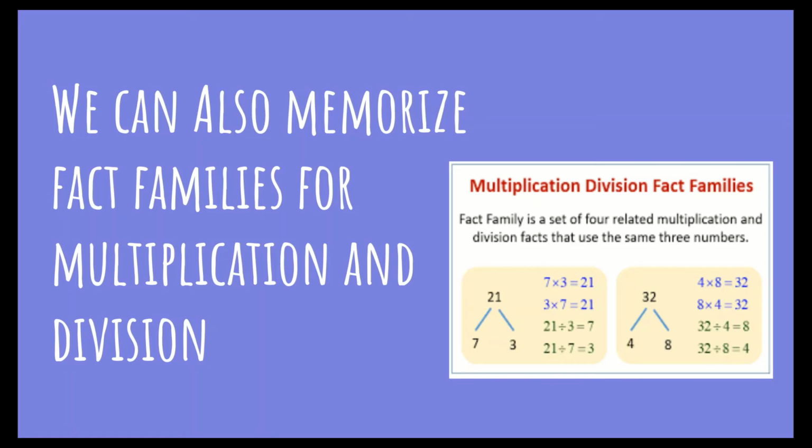All right, like I just mentioned, we can also memorize fact families for multiplication and division. These fact families don't change, so it's nice that if you memorize them, for example, multiplying and dividing by 5, by 10, by 2, it really makes things easier. You're not second guessing yourself, you just know the facts. A fact family is a set of 4 related multiplication and division facts that use the same 3 numbers.